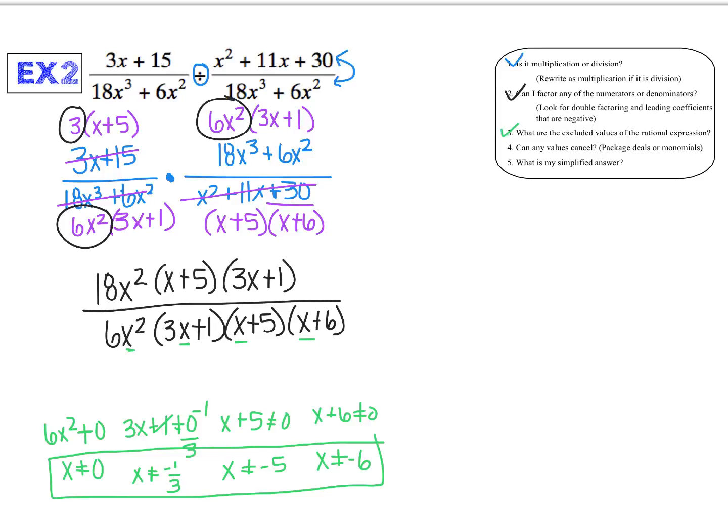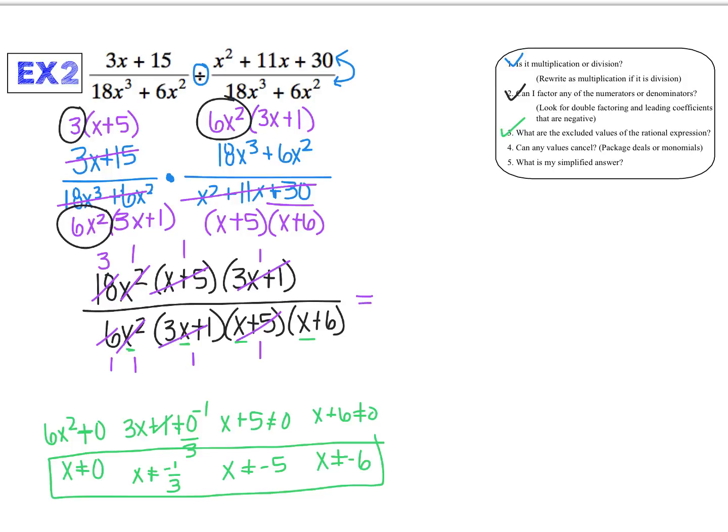All right, so once I've stated my excluded values, now I can see if there's anything I can cancel. So 18 and 6 can cancel, so 6 goes into both of those. 3 times for 18 and 1 time for 6. The x squareds are going to cancel with each other. x plus 5 is going to cancel, and 3x plus 1 is going to cancel.